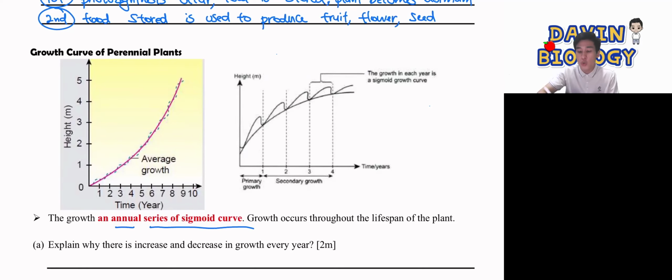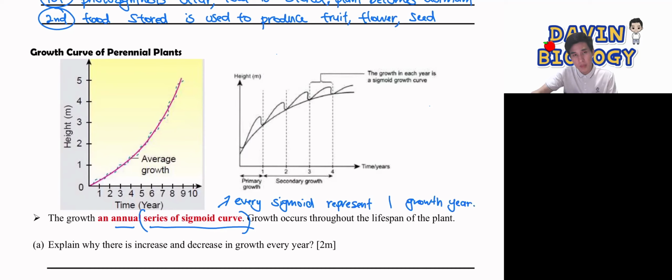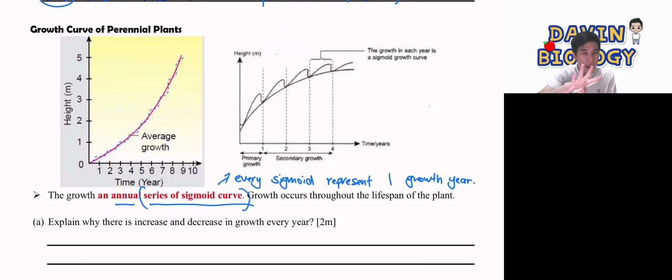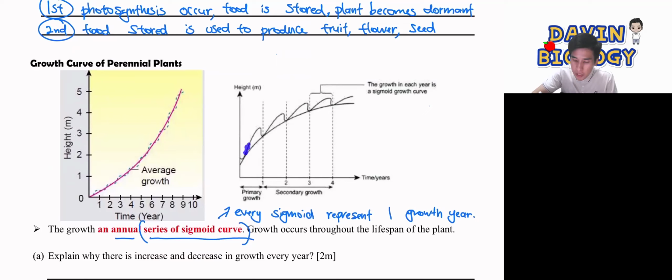But if this series is good enough already. So basically every sigmoid represents one growth year. So you can see that every sigmoid, the pattern is the same. It goes up at the beginning and goes down at the end.